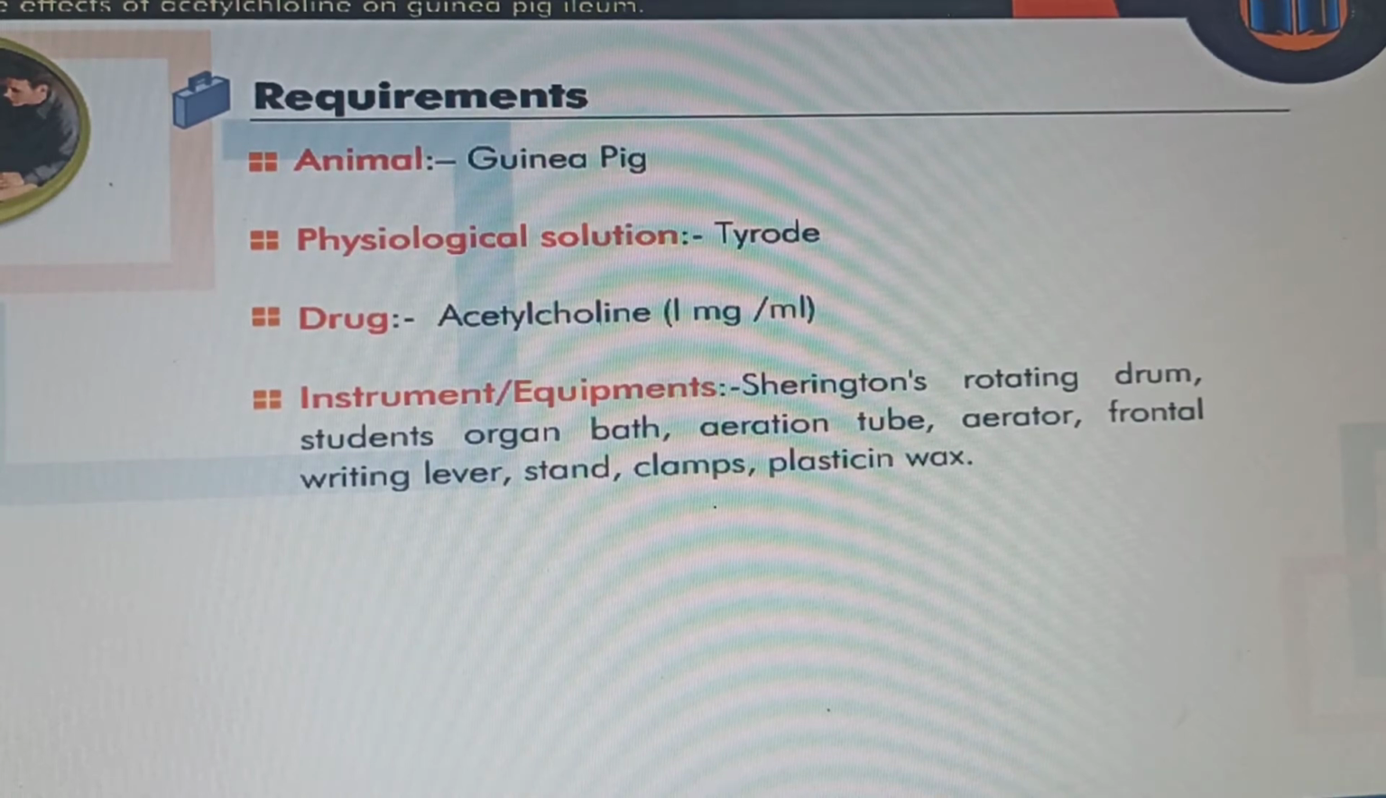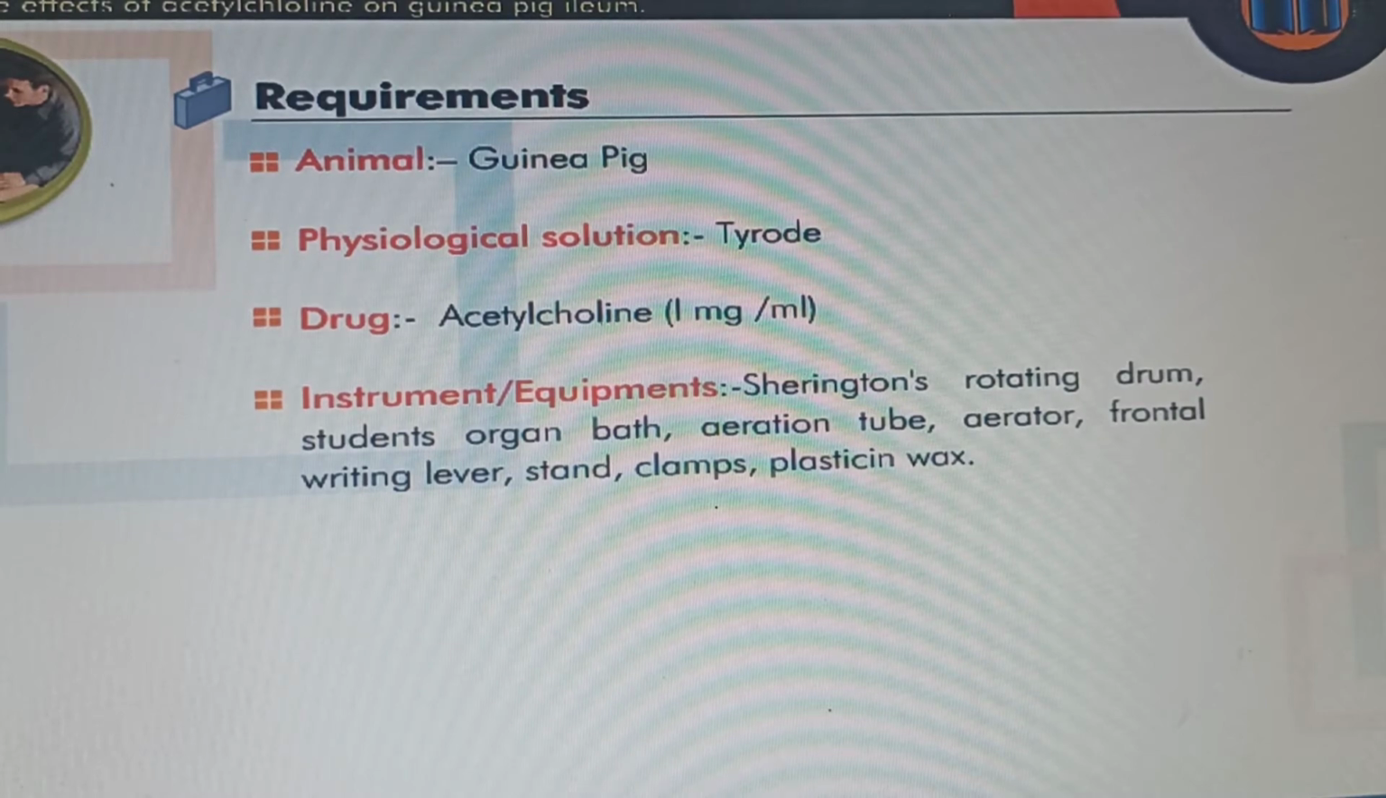To study the effect of acetylcholine on guinea pig ileum, we require the animal guinea pig. The physiological salt solution used is Tyrode solution. Acetylcholine is used, and various instruments or equipment required include Sherrington's rotating drum, student's organ bath assembly, aeration tube, aerator, frontal writing lever, stand, clamps, and plasticine wax.